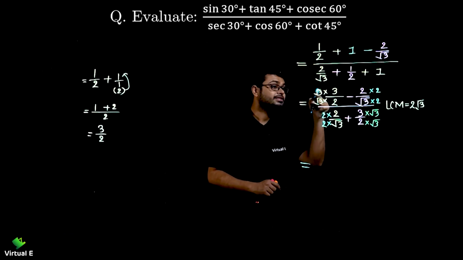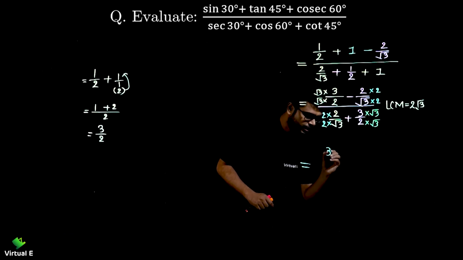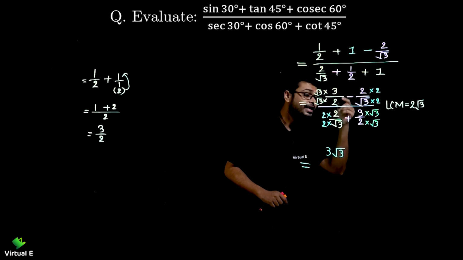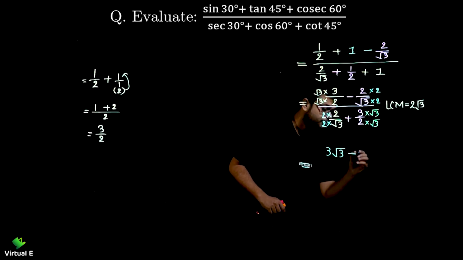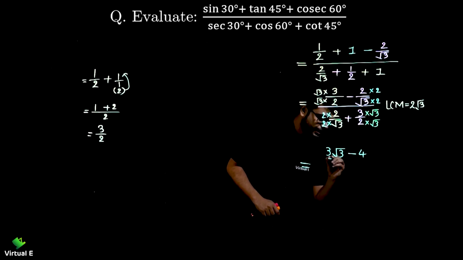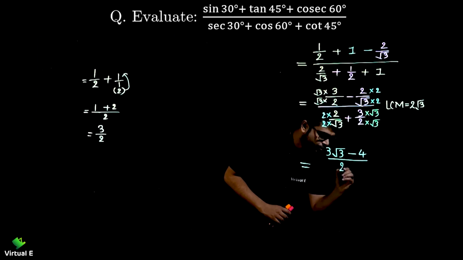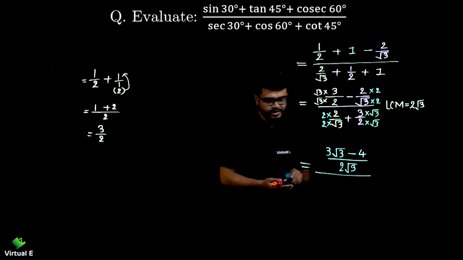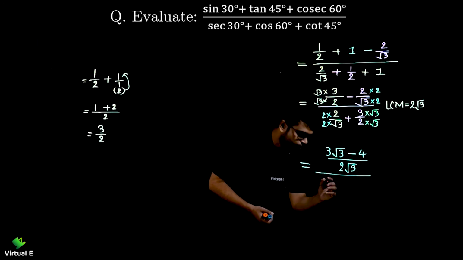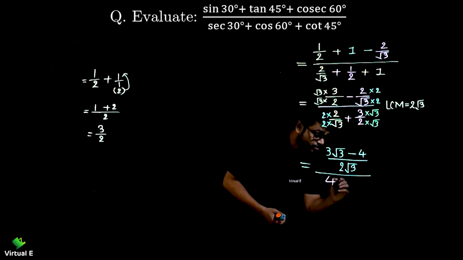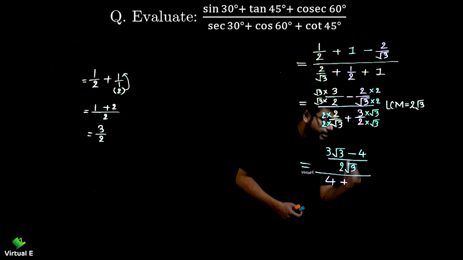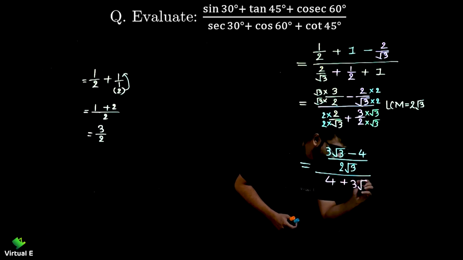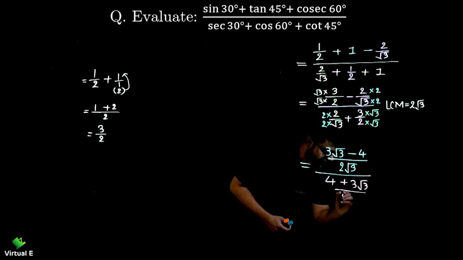Here I am writing 3 root 3, then minus, then 2 2s are 4, and the denominator is 2 root 3. Done. Let's do the denominator now. So here 2 2s are 4, then plus over here, then 3 into root 3, so 3 root 3. And the LCM will be as it is, 2 into root 3. Done.